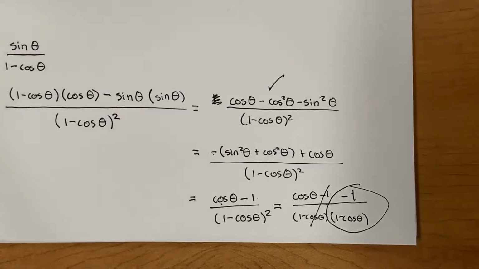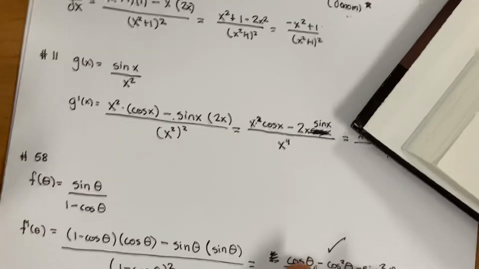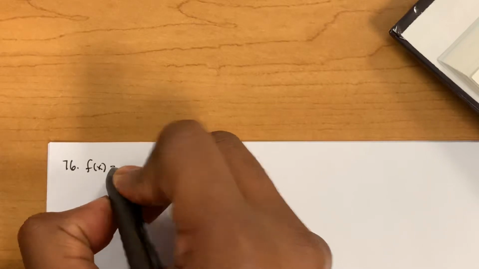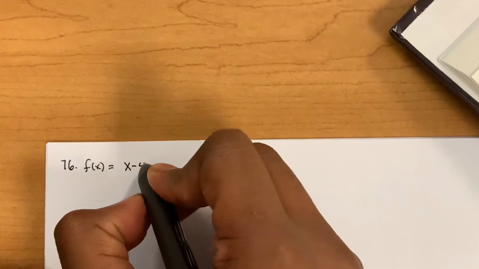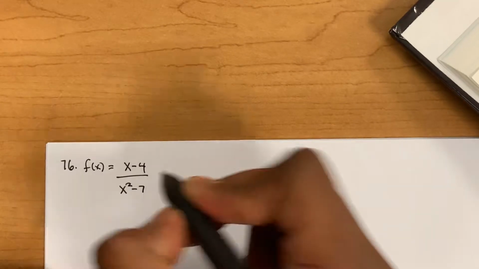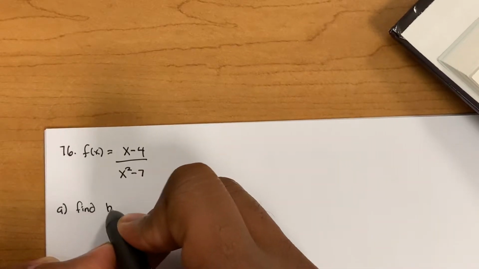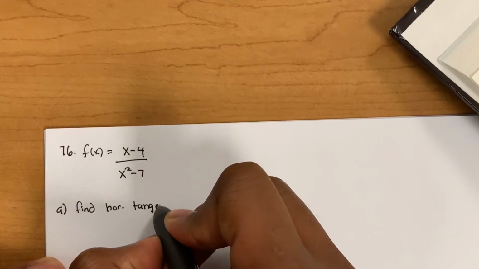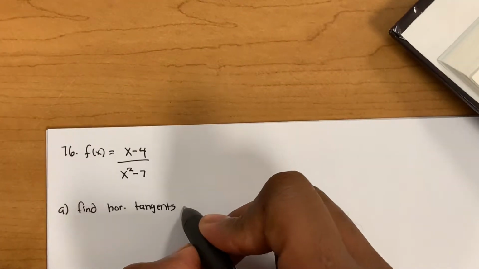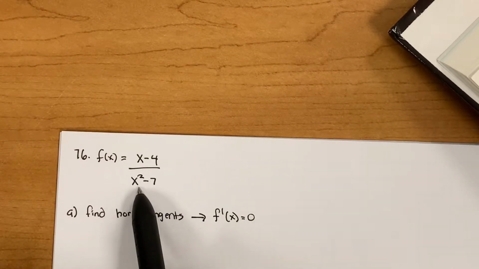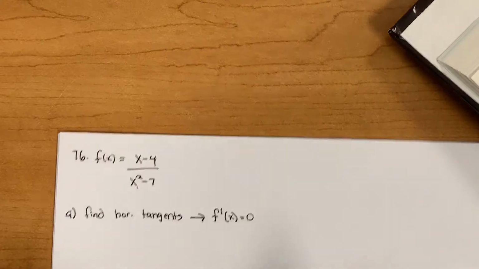So the next example we have is probably the last one that we're going to do for this video, just number 76. So 76 is what we have. f of x equals x minus 4 over x squared minus 7. And let's do a bunch of different things. A, we're going to find the horizontal tangents, which means, again, horizontal tangent means that f prime of x equals 0. And remember, for a rational function, it's going to equal 0 when the numerator equals 0.